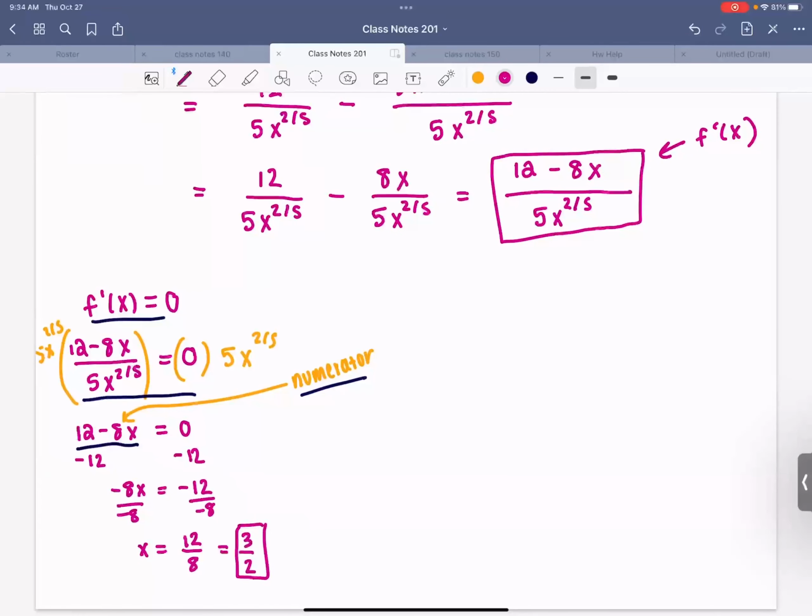Is that my only critical number? What else do I have to look for? Where it doesn't exist, right? Critical numbers are where the derivative equals 0 and where the derivative doesn't exist. So we have to find the x values where f prime doesn't exist. How can I do that?